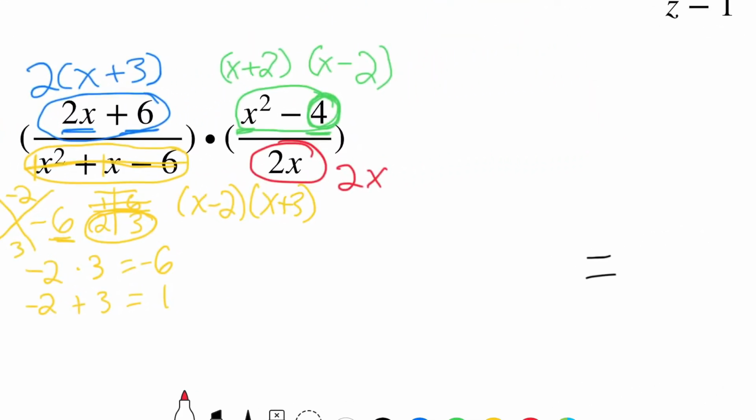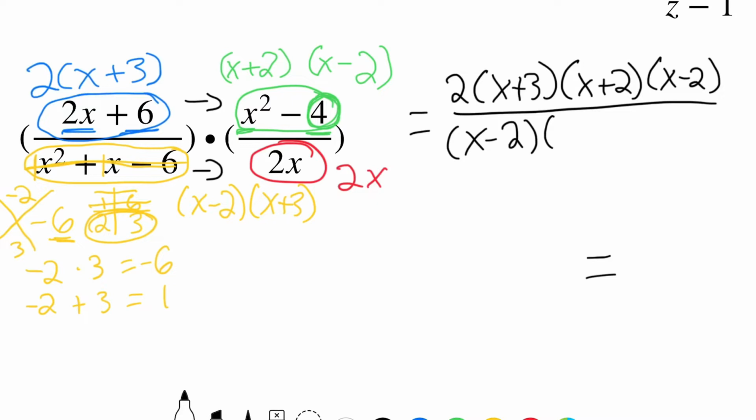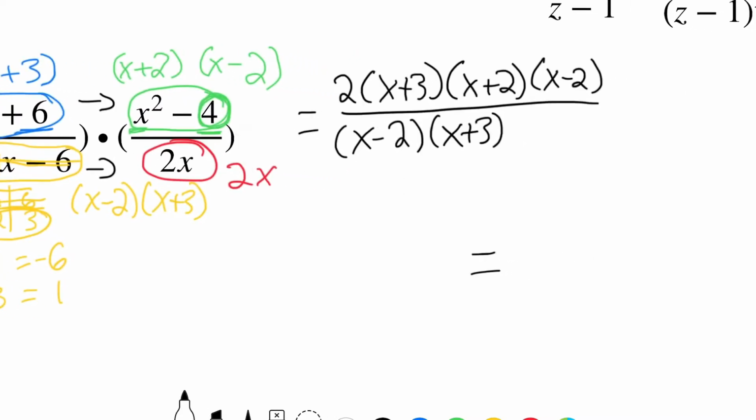So this gives us the result, multiplying straight across because it's multiplication. We have 2 times x plus 3 times x plus 2 times x minus 2 all over x minus 2 times x plus 3 times 2x.